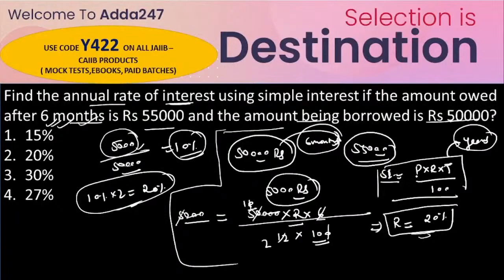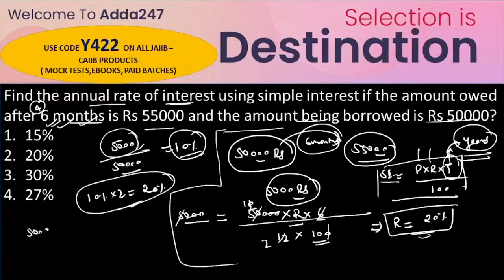You can also solve by this. Here principal, rate of interest, and time period are given, and this time period is generally in terms of years. If it is not in years, suppose that here it is mentioned as 4 months, and let's say the amount owed after 4 months.